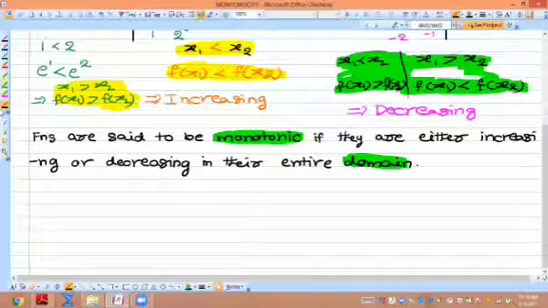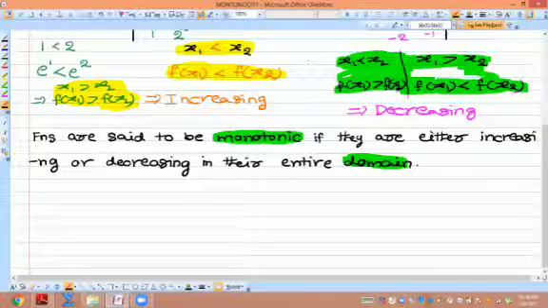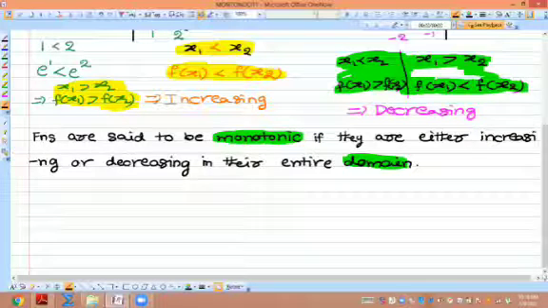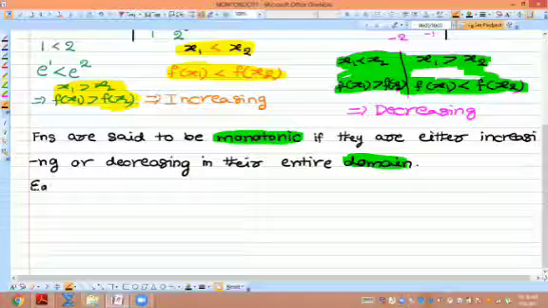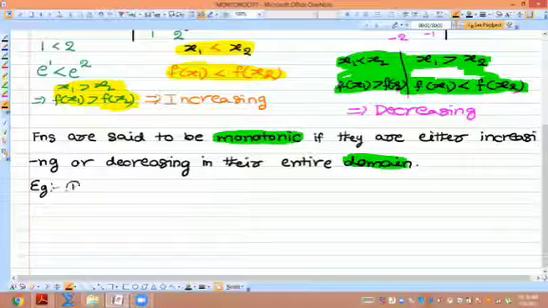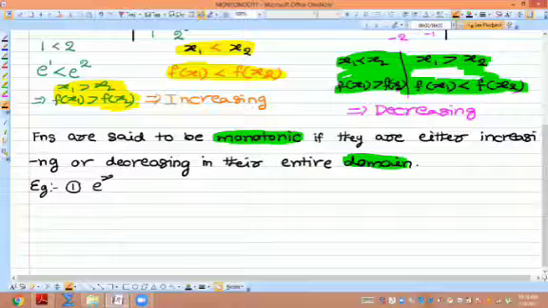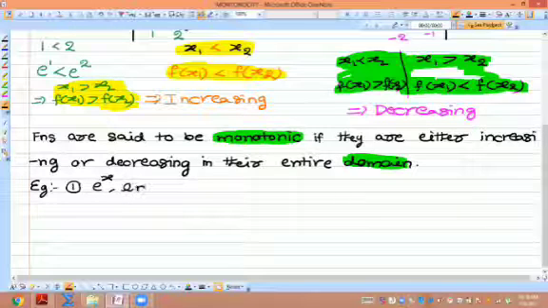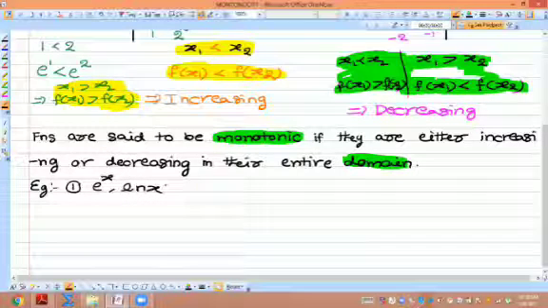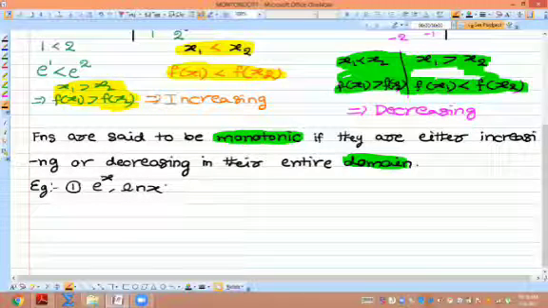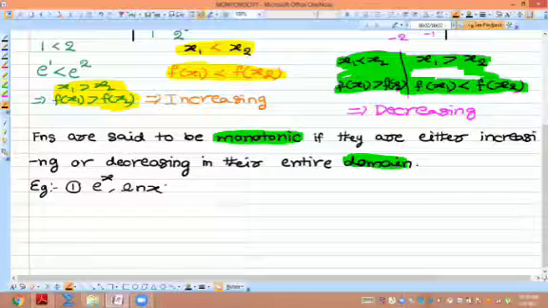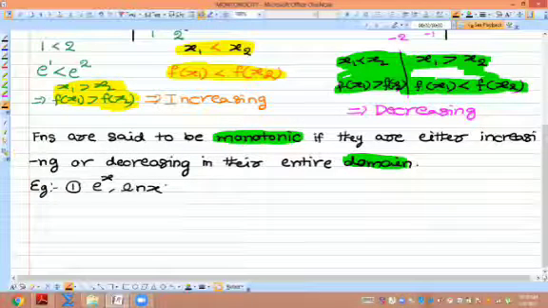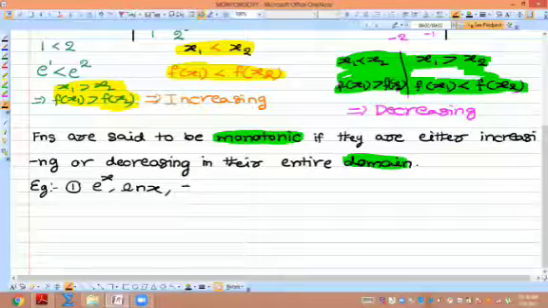So when we say a function is increasing, it is in this way; when we say the function is decreasing, it is in this way. Okay. For example, e power x is increasing. Right? Can I tell ln x is also increasing? Yes, sir. And x cube, right?